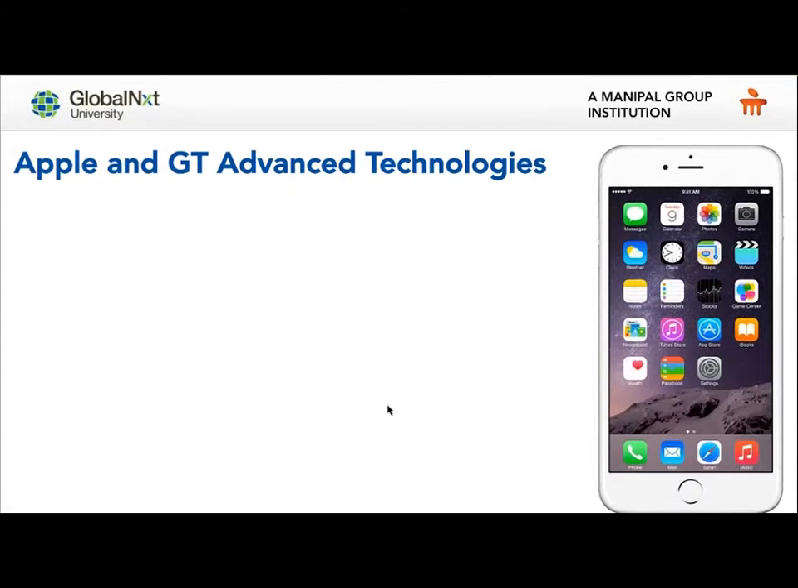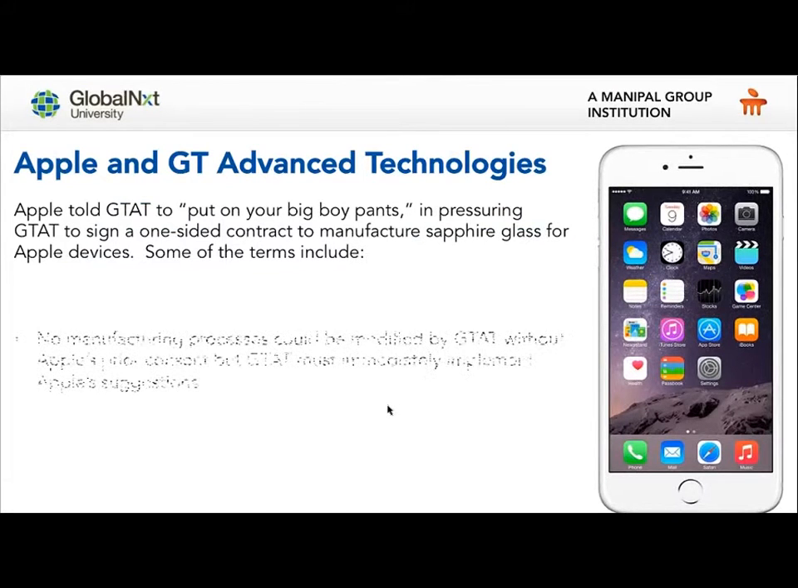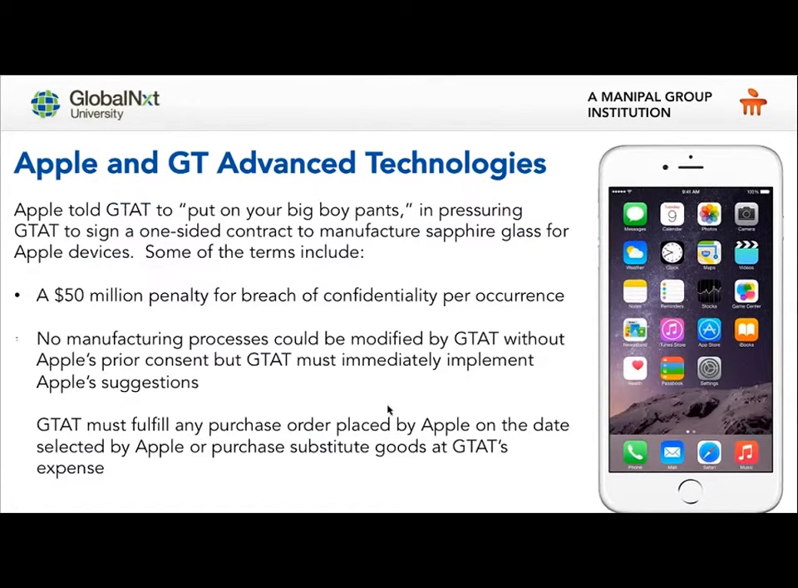Just an example that I pulled out recently. I don't know if you came across this story, but Apple was manufacturing this glass, I think it's called sapphire glass, for its iPhones and its products. There's a company called GT Advanced Technologies that was a supplier.